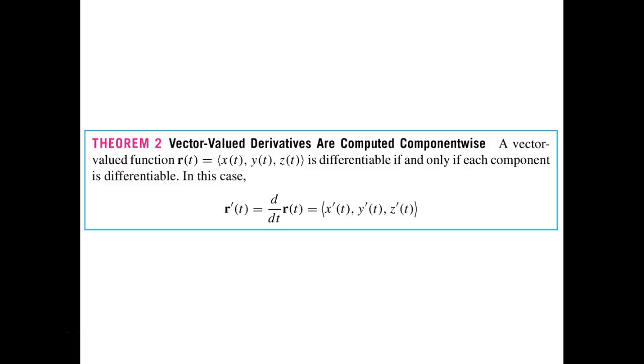So, theorem 2, vector value function derivatives are computed component-wise. There are a couple of examples here. Of course, when I go to write them, this is going to shrink, so I'm going to get it to shrink. Okay. What is d by dt of this vector, t squared, t cubed, sine t?